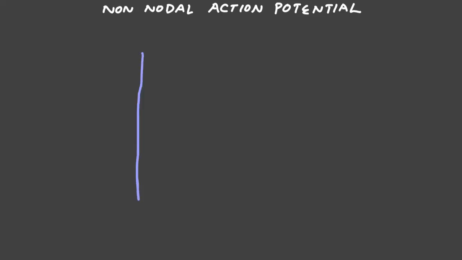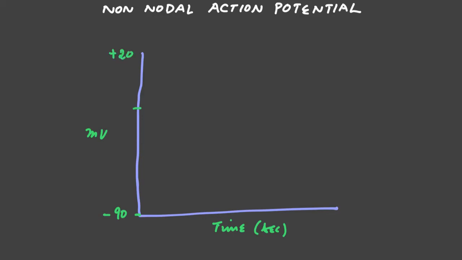Now let's see how the action potential is generated in a single cardiac myocyte. We call it a non-nodal action potential to differentiate it from the nodal action potential that we saw earlier. Here is the graph. Time on the x-axis, time in seconds, and membrane voltage in millivolts on the y-axis. Let's make a few markings. Minus 90 millivolts, plus 20 millivolts, and 0 millivolts.